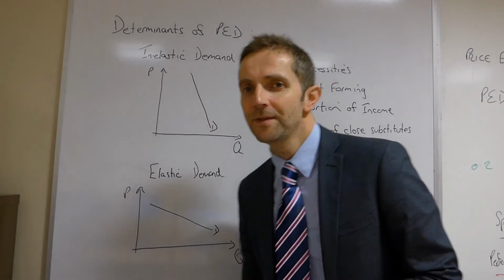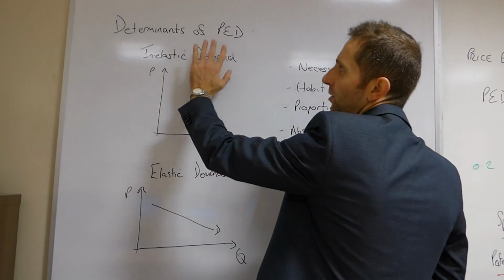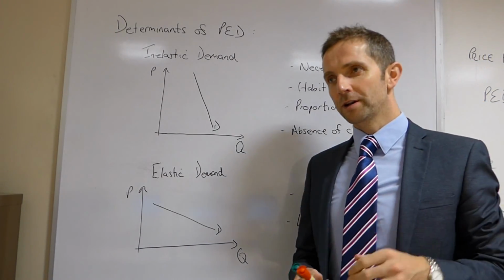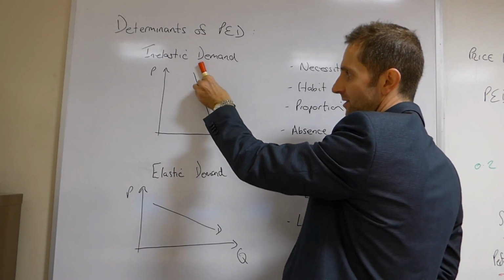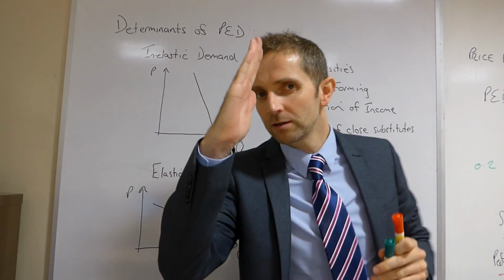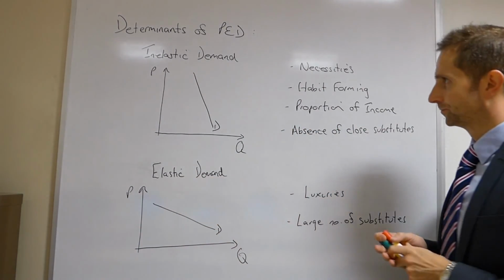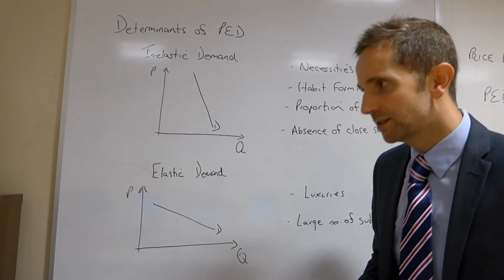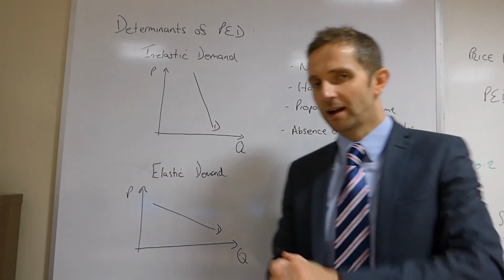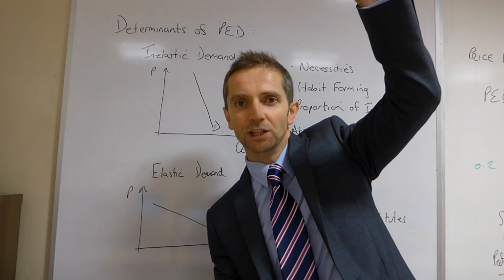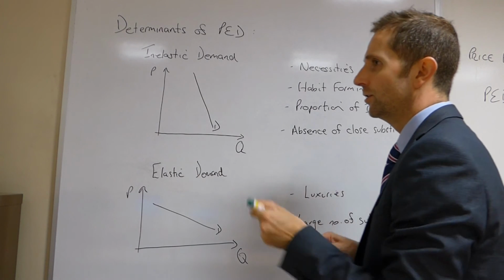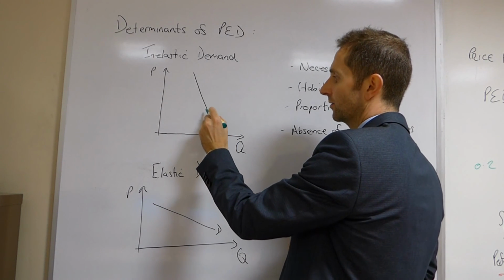Hi guys, back again. So here we have the determinants of price elasticity of demand. What I've drawn here is an inelastic demand curve, which is very steep. And remember, if price elasticity of demand is inelastic, it means that a large change in price yields a very small change in the quantity demanded. And you can see that on this demand curve.